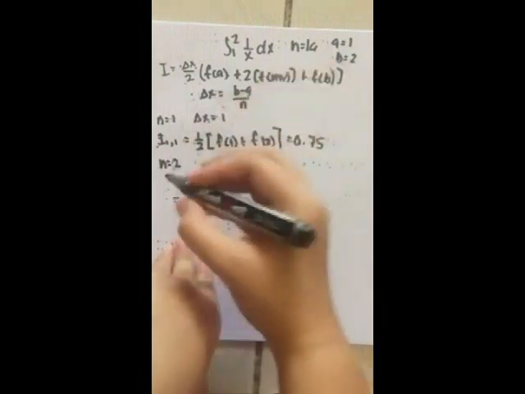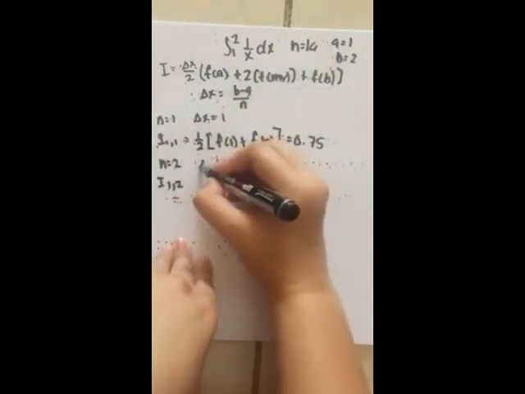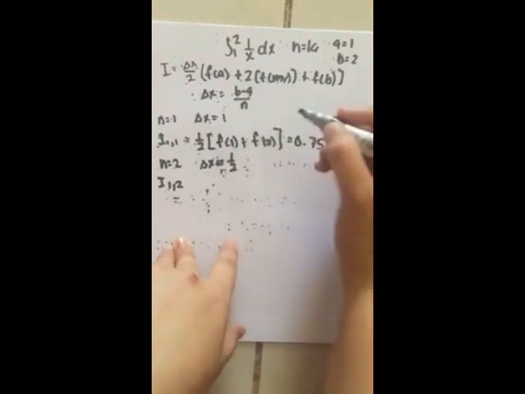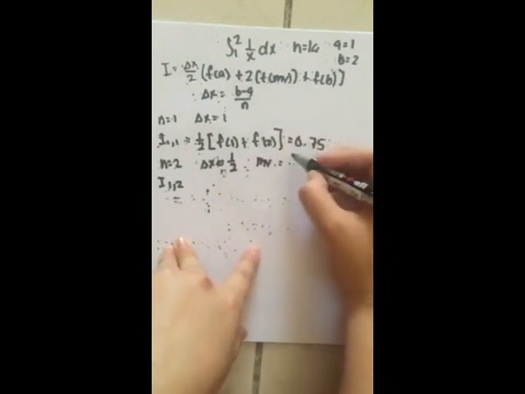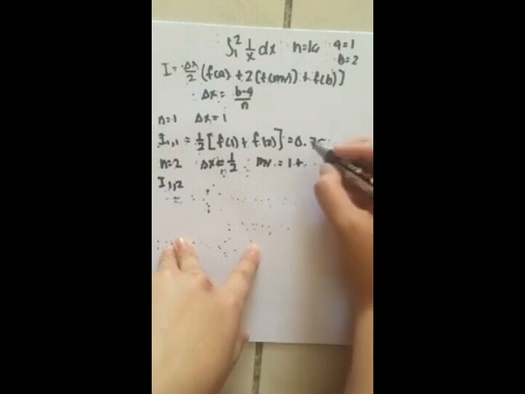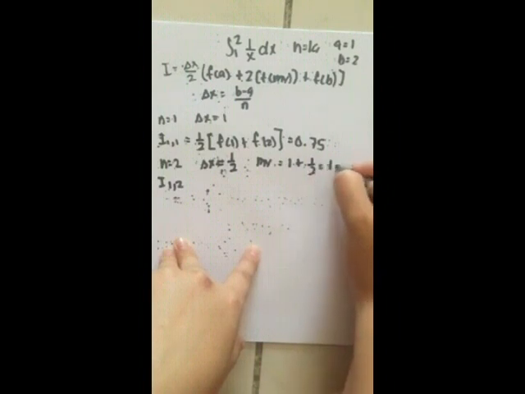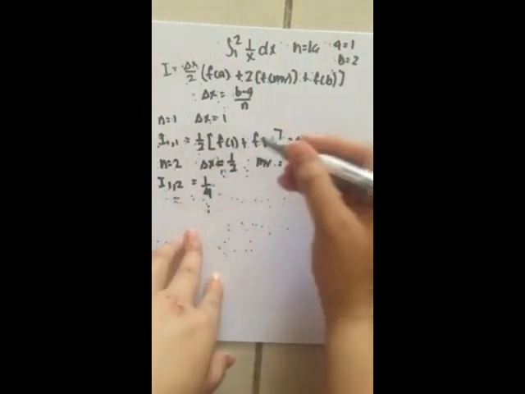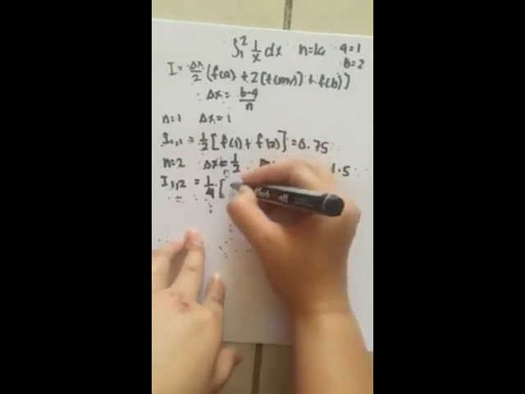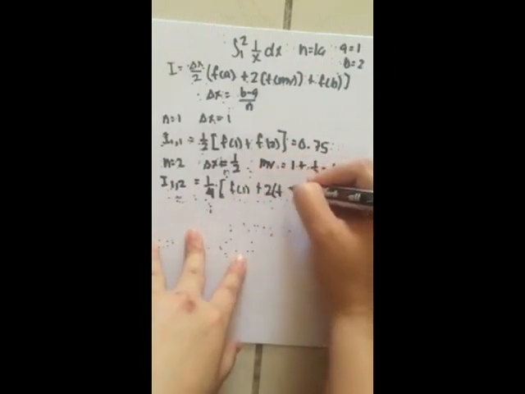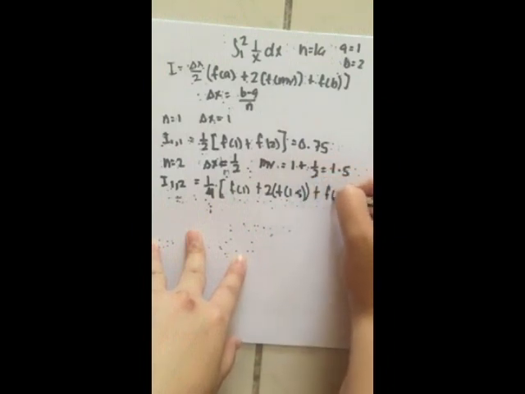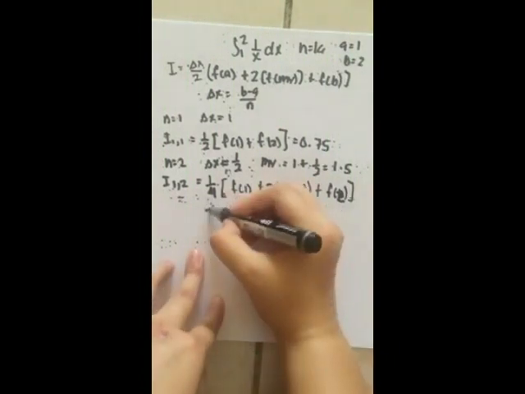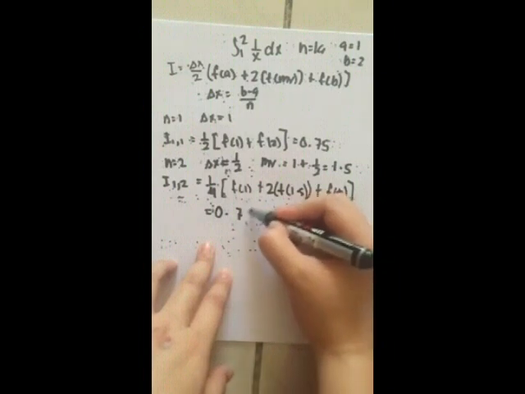So for n is equal to 2, where I 1,2, delta x is equal to 1/2. So our middle value will be 1, which is our lower limit, plus the delta x, which is 1/2, which is equal to 1.5. So for I 1,2, which is equal to 1/4 times f of 1 plus 2 times f of 1.5 plus f of b, which is 2, is equal to 0.70833.